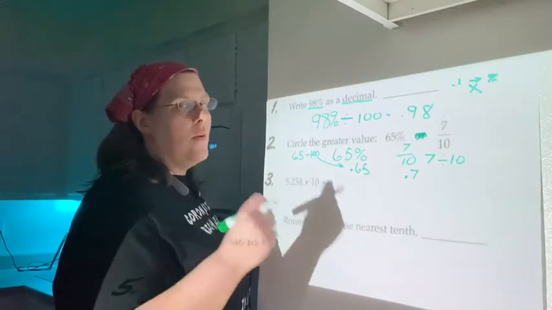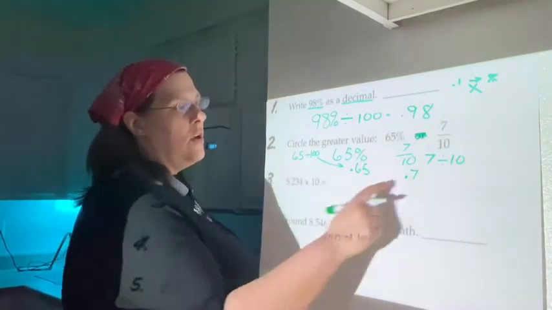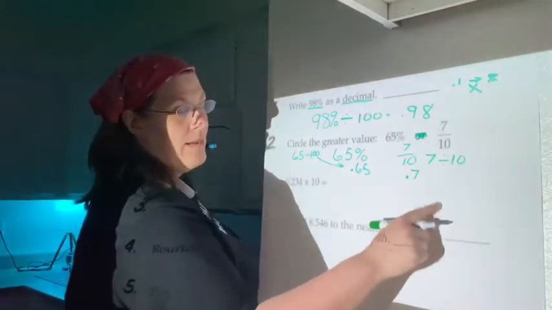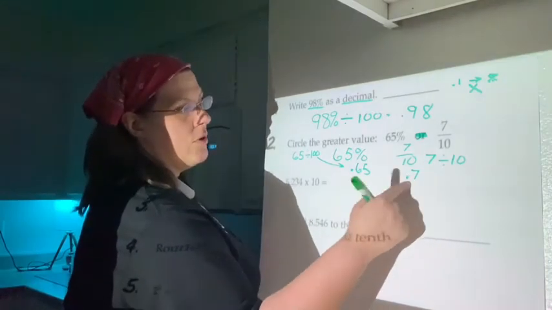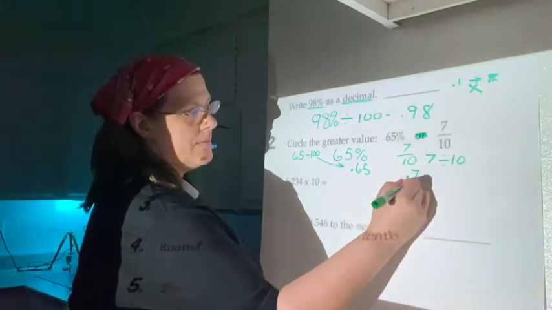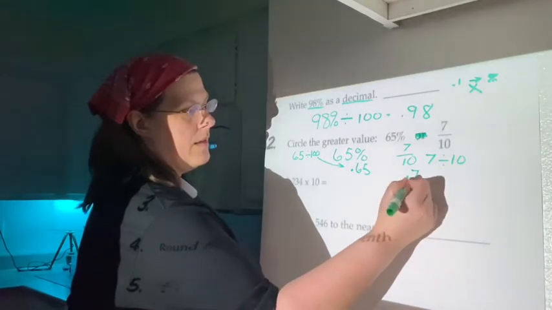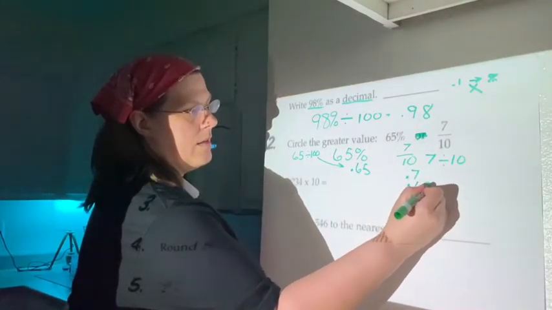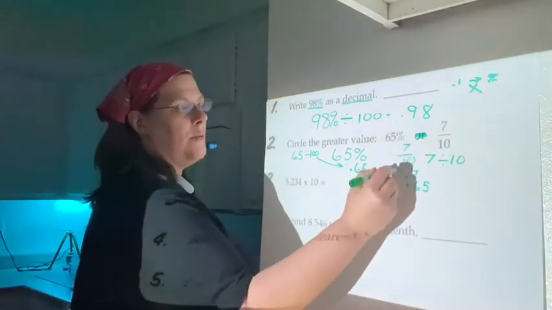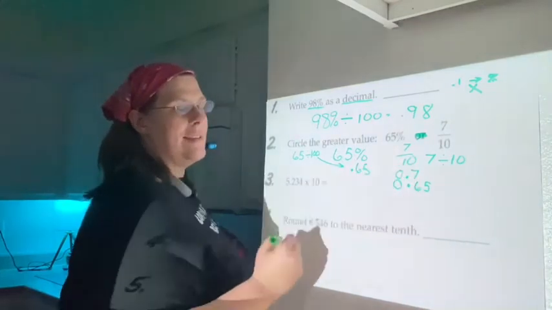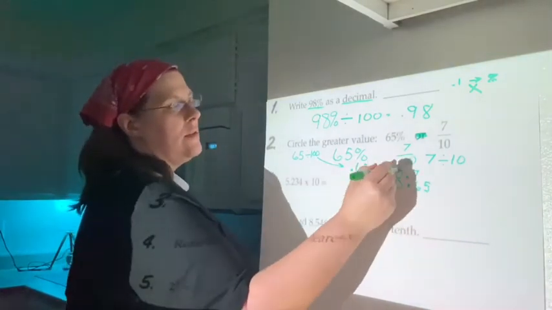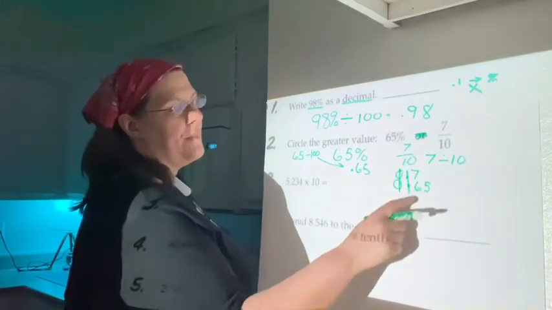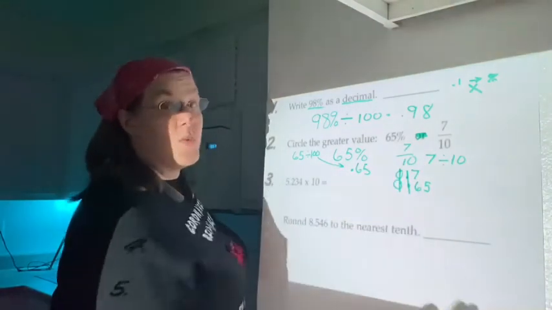Well, now we got to figure out which one is bigger. How do we figure out which one is bigger? We line them up, right? Line up our decimals. Now we'll put the 0 there to make sure everybody is understanding. We have zeros done, decimals are lined up. 7 or 6. So which one's bigger?